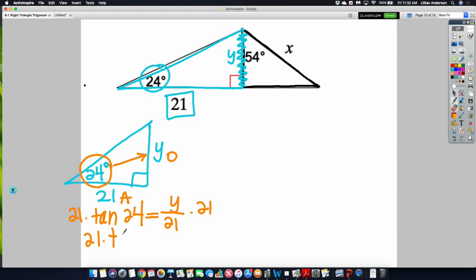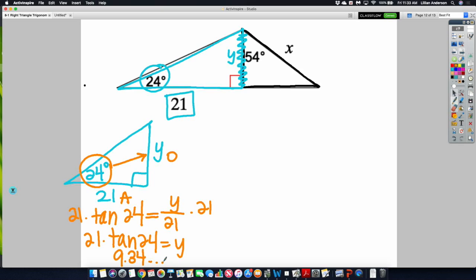Now, on the calculator that's on your phone and the calculators that we use in class, you're going to have to work backwards. You're going to have to type in 24 tangent times 21 to get your answer. And when you do, you get 9.3498 and some other numbers. Okay?